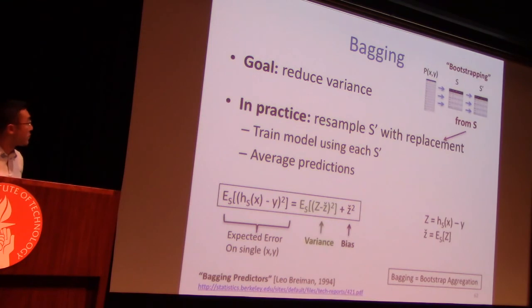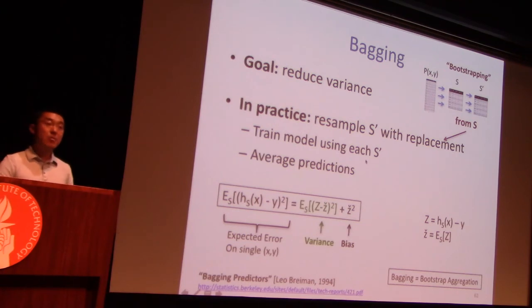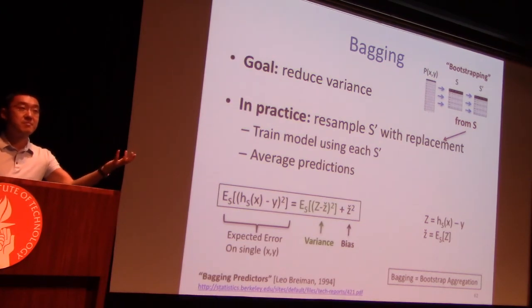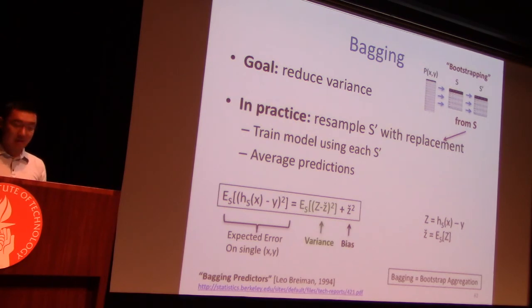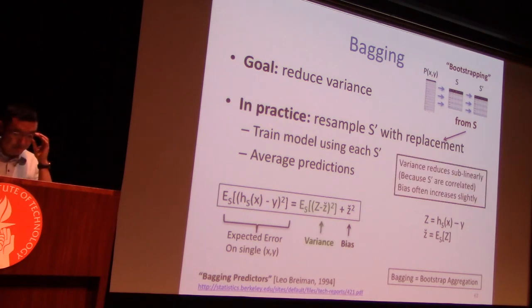So we have our true test distribution from which we collected the training set S, and then we're going to bootstrap from S to create S prime, which basically means sampling with replacement. And for each S prime, we'll train a decision tree, in this case, and then we'll average the predictions of all these decision trees to form our final predictor. And that is bagging.